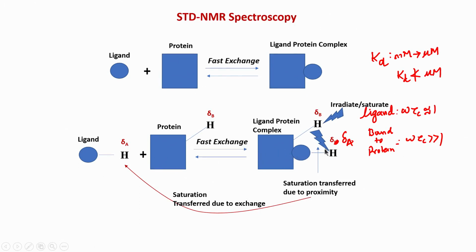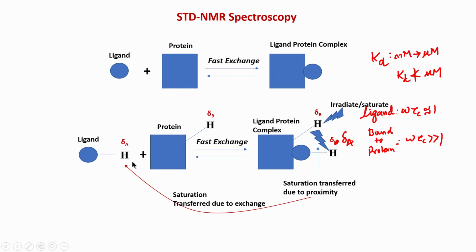So, when I irradiate a signal of a proton in the protein, that irradiation is transferred to the hydrogen on the ligand, because suppose they are close in space, they may or may not be. We have to find some proton with which hopefully they are close, and once they are close, the saturation gets transferred to this proton. Now, this proton is nothing but the same, because they are exchanging.